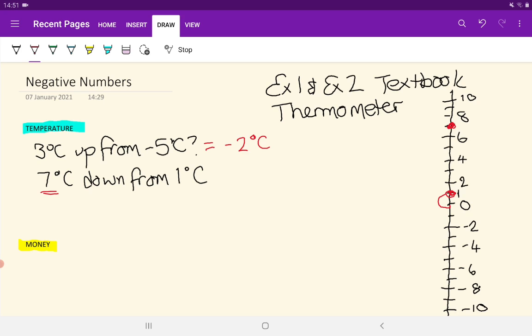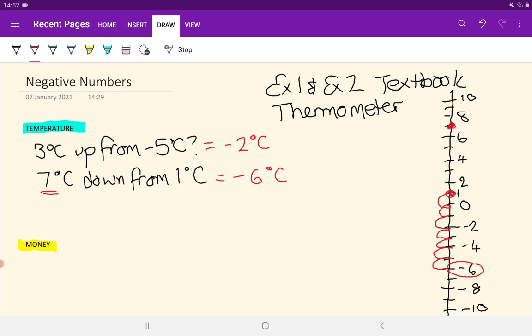So we go down 1, that takes me to 0. 2 takes me to -1. 3 takes me to -2, so go down 4, 5, 6, 7, and I've got to -6. So 7 degrees down from 1 degree Celsius is -6 degrees Celsius.